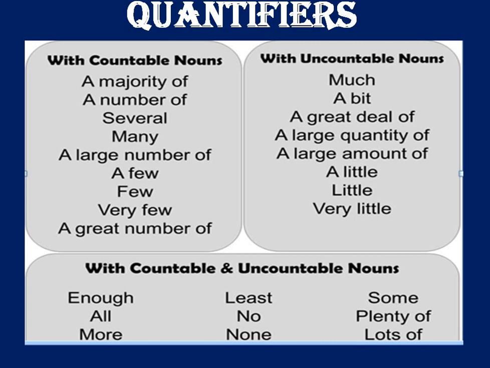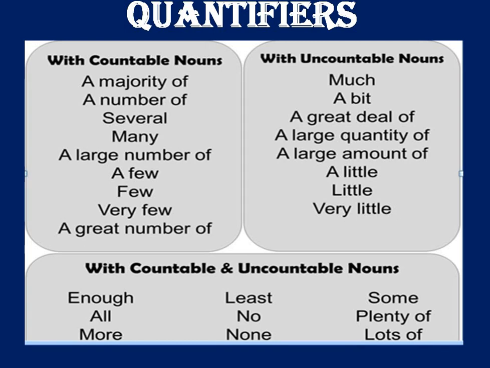Now we move to the next one, that is with uncountable nouns. Much, a bit, a great deal of, a large quantity of, a large amount of, a little, very little. So these are the words used before uncountable nouns. Enough, all, more, these, no, none, some, plenty of, lots of. These are the words used before countable as well as uncountable nouns.